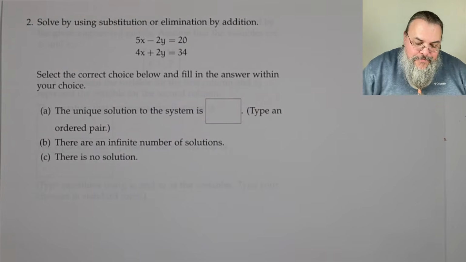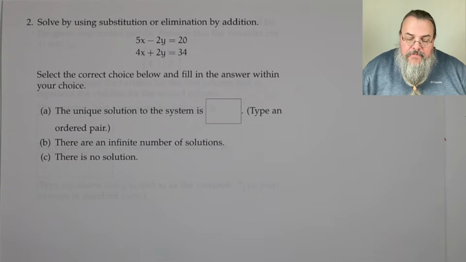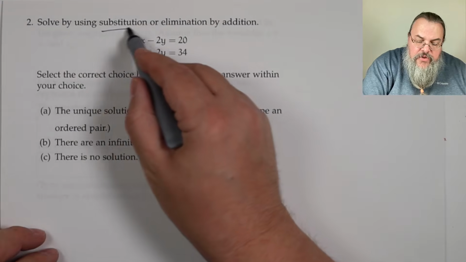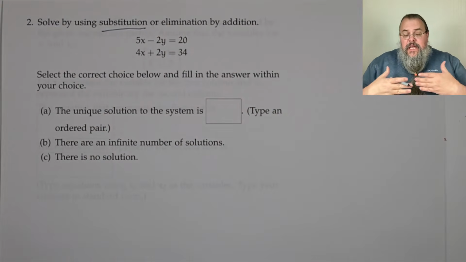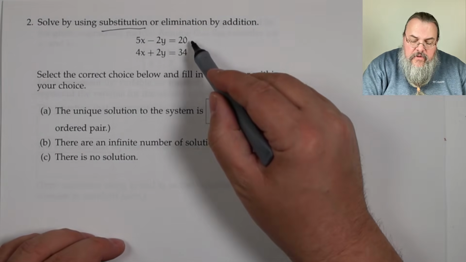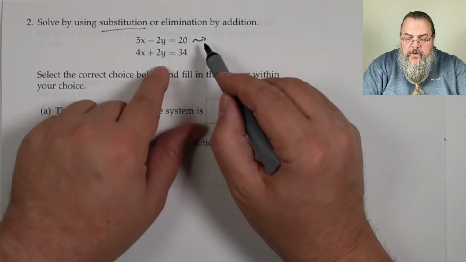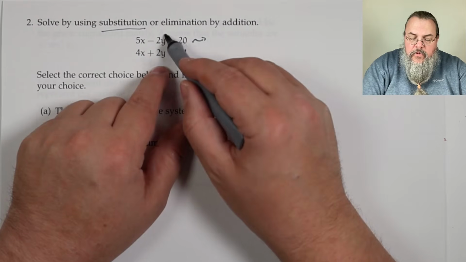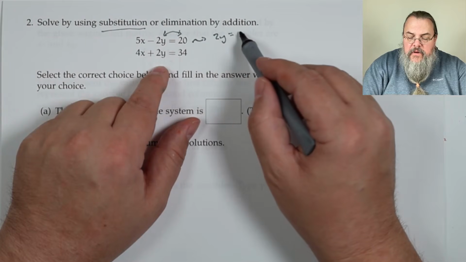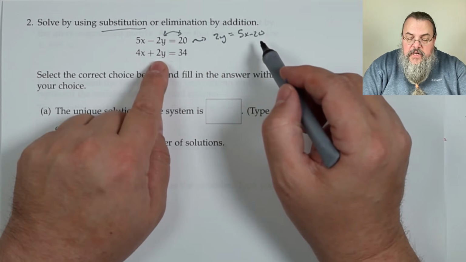Number 2. Solve by using substitution or elimination by addition. And so let's talk about these ideas. Now, what is substitution? Substitution says, hey, let me solve for one of the variables, put it in for the other one. So, for instance, how would a substitution solution look? Well, let's solve for 2y since they're both 2y. So I can swap the 2y and the 20, and that would give us 2y is equal to 5x minus 20. Now, put that in to our second equation.